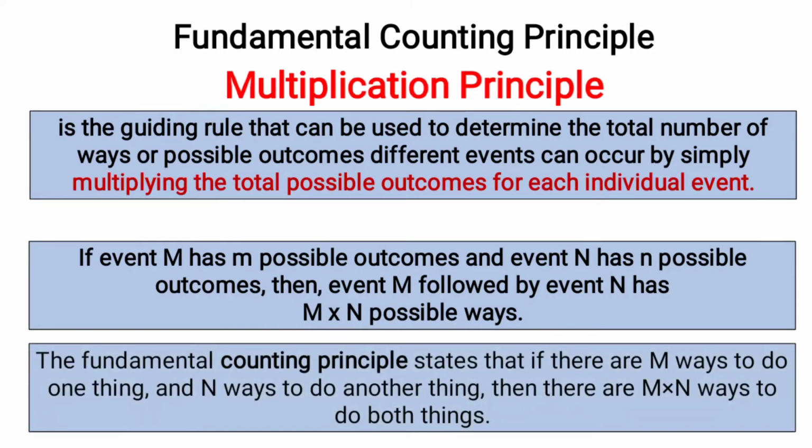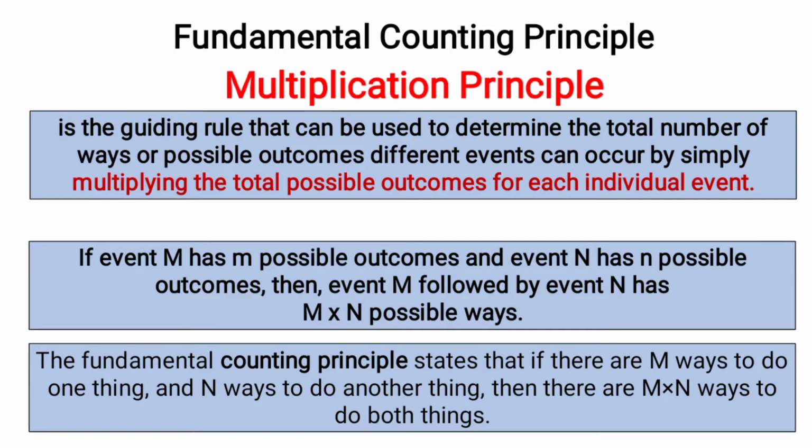Sa madaling salita, the fundamental counting principle states that if there are M ways to do one thing and N ways to do another thing, then there are M times N ways to do both things. Remind ko lang na hindi ito limited sa dalawang event lang, maaaring more than 2.